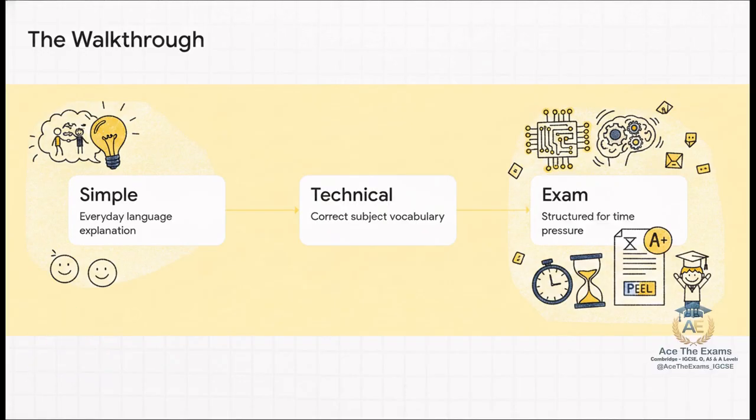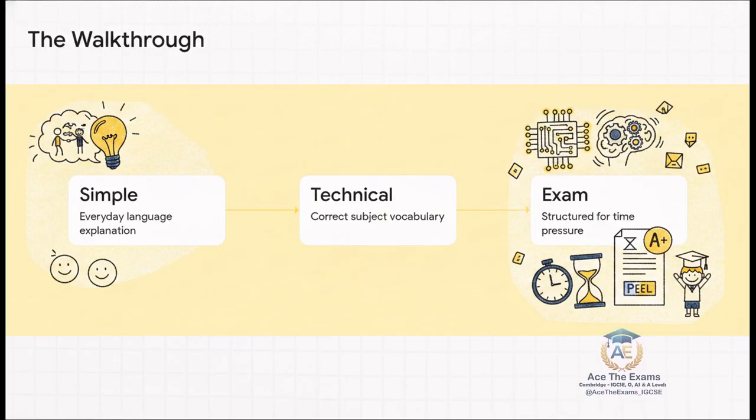Step 1, the simple explanation using everyday language. Explaining it like you would to a friend. Step 2, the technical explanation, injecting the correct subject vocabulary. But step 3 is the magic one, the exam explanation, shaped into a response that scores maximum marks under intense time pressure. This is where top students really shine.